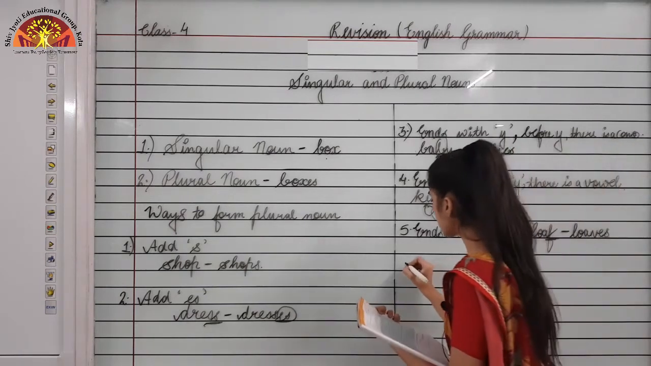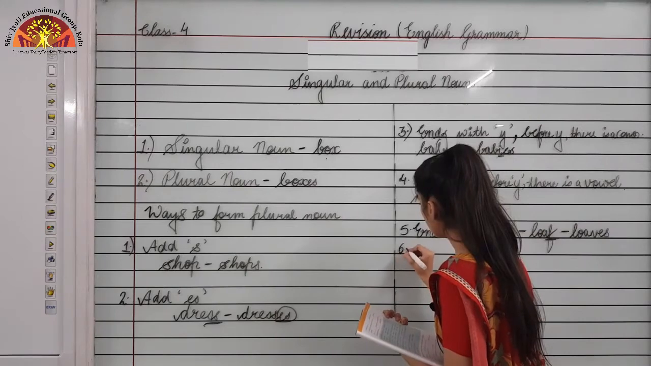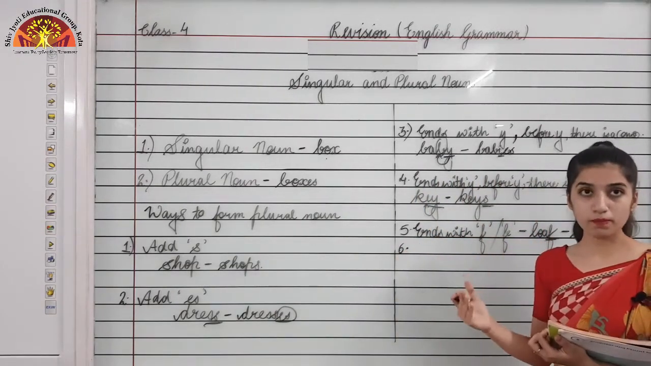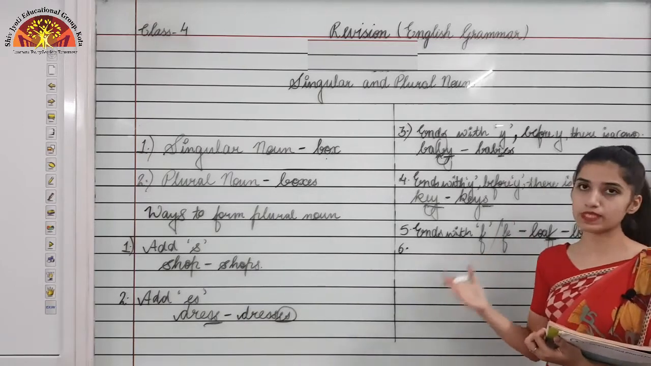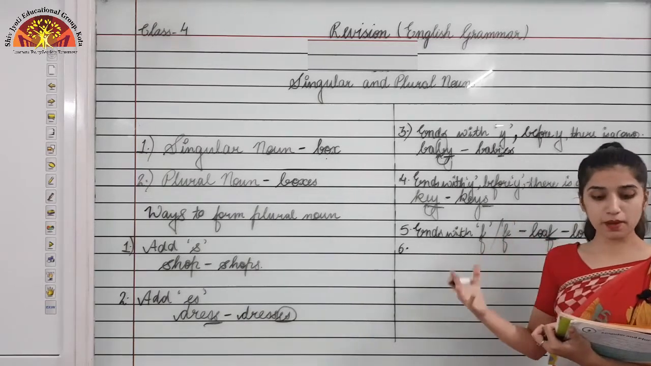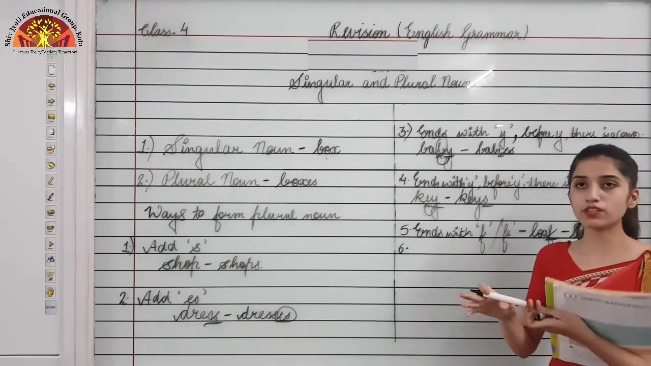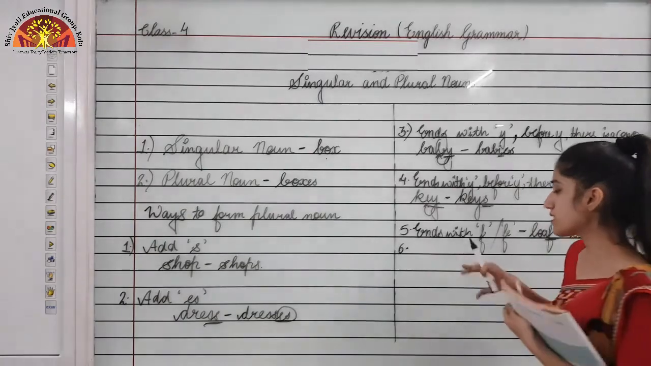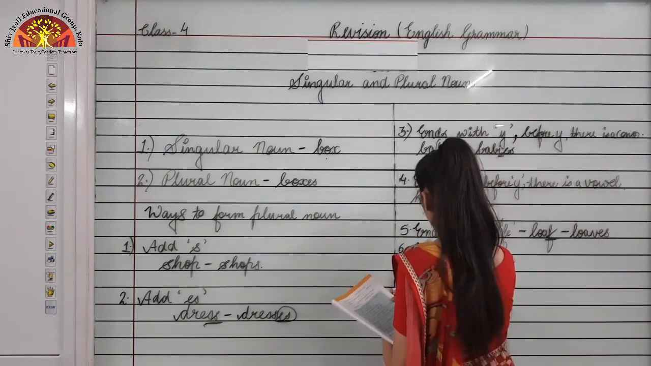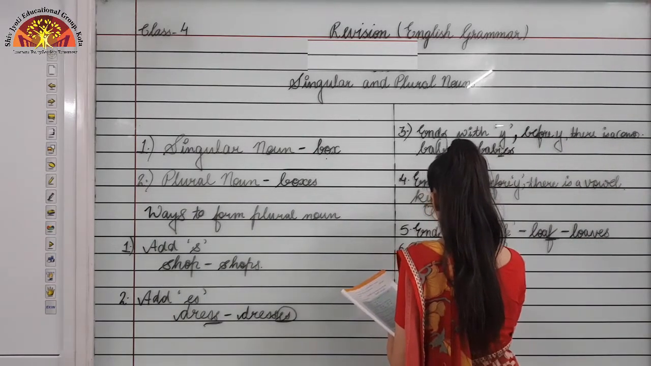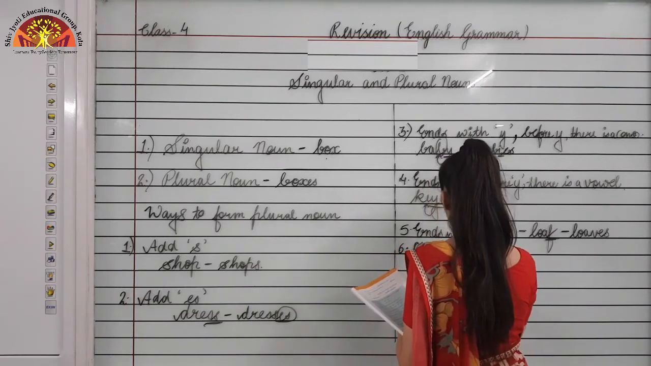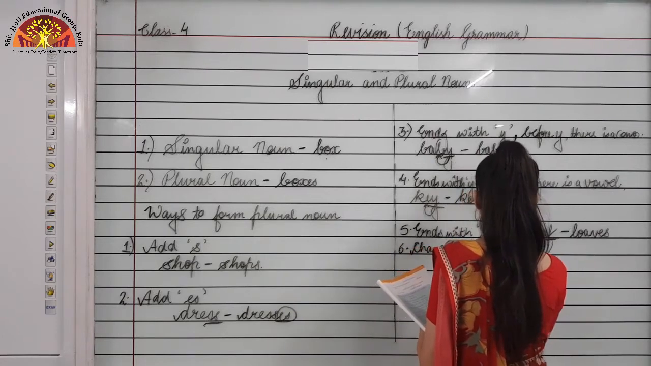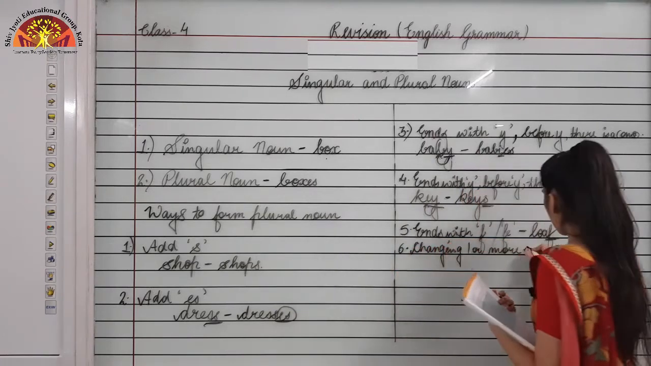Now moving to the sixth rule. Okay, the plurals of some nouns are formed by changing one or more vowels in them. So there are some nouns for which, to make the plural, we just need to change the vowels in it. Okay, just see the example. I am just writing: changing one or more vowels.